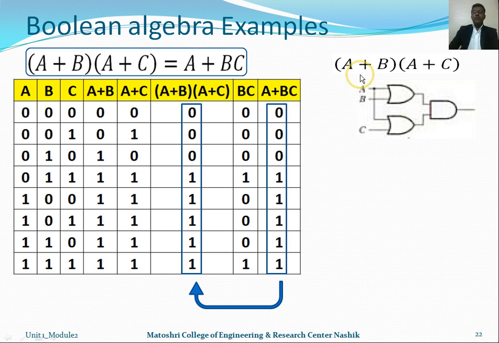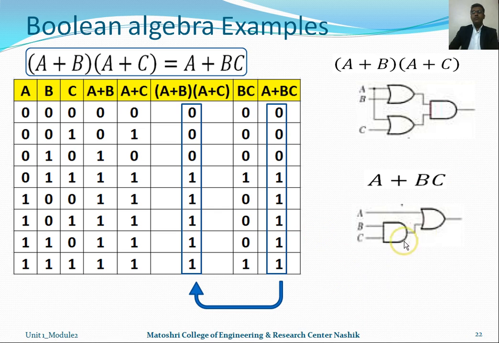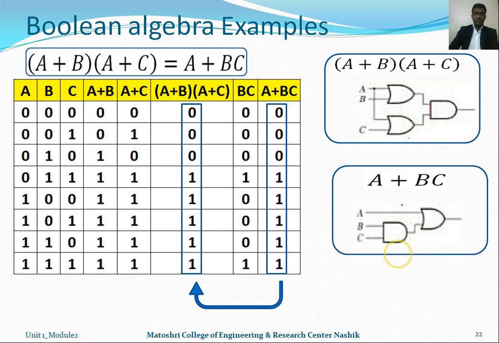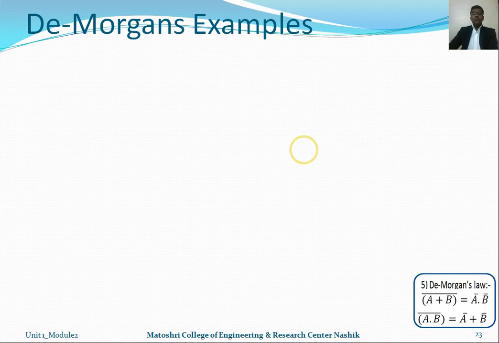So if we implement a digital circuit for the left-hand side, 3 logic gates are needed, and similarly if we implement a digital circuit for the right-hand side, only 2 logic gates are there. So this is the simplification of Boolean algebra expressions using the Boolean algebra rules. Now the most important rule is De Morgan's law.